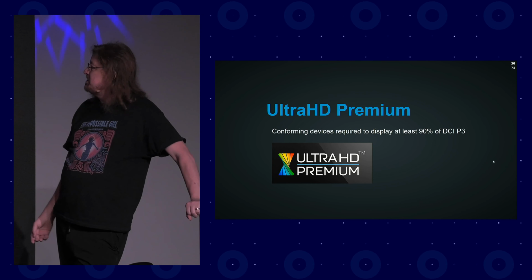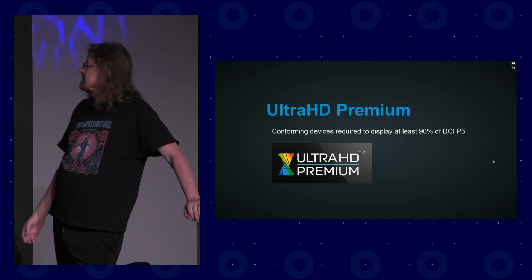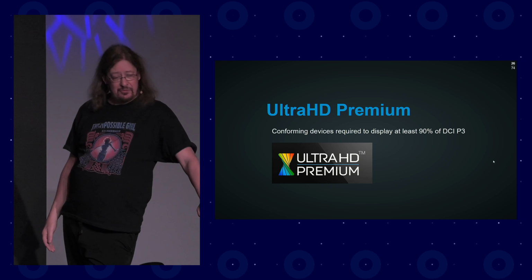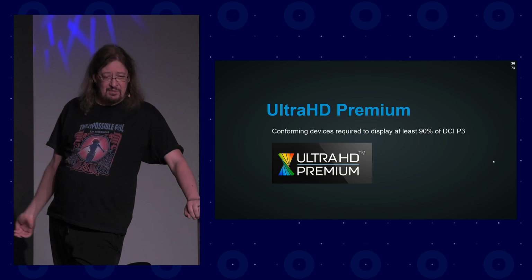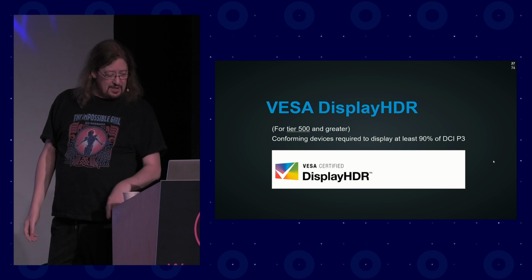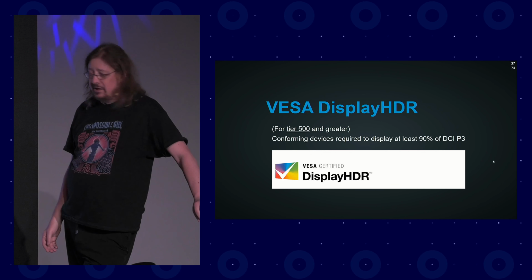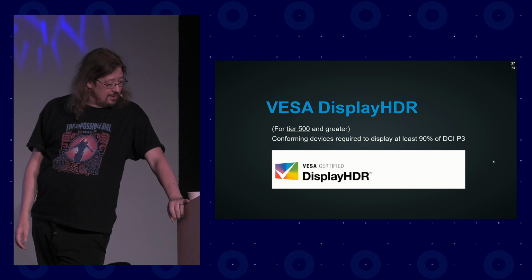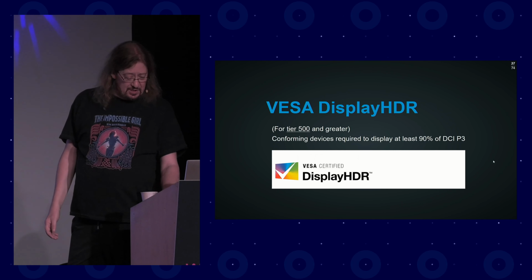Well, Ultra HD Premium, a sort of label you've got to use to describe your TV, required conforming devices to be able to display most of the Display P3 color space. So that gave it more prominence in the industry, and other groups followed suit. For HDR high definition TV, you're required, again, to have 90% of Display P3. So it was starting to become relevant.